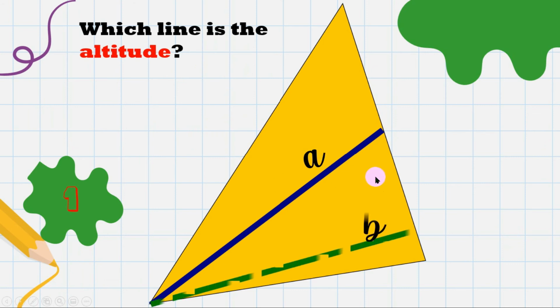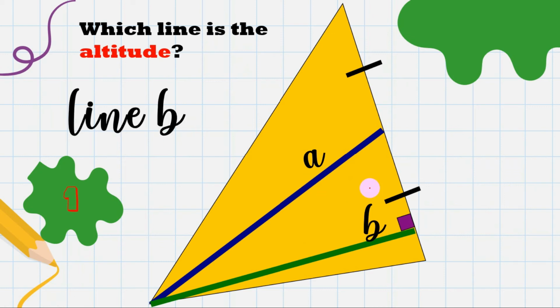So, we have here line A and then line B, and these are the markings. Alin dito ang nagpapakita ng altitude? Again, when we say altitude, it is the line segment that is perpendicular from the vertex to the opposite side of the vertex. So, alin dyan yung perpendicular? Siyempre, ito po yun. Line B. Okay, line B is the correct answer.